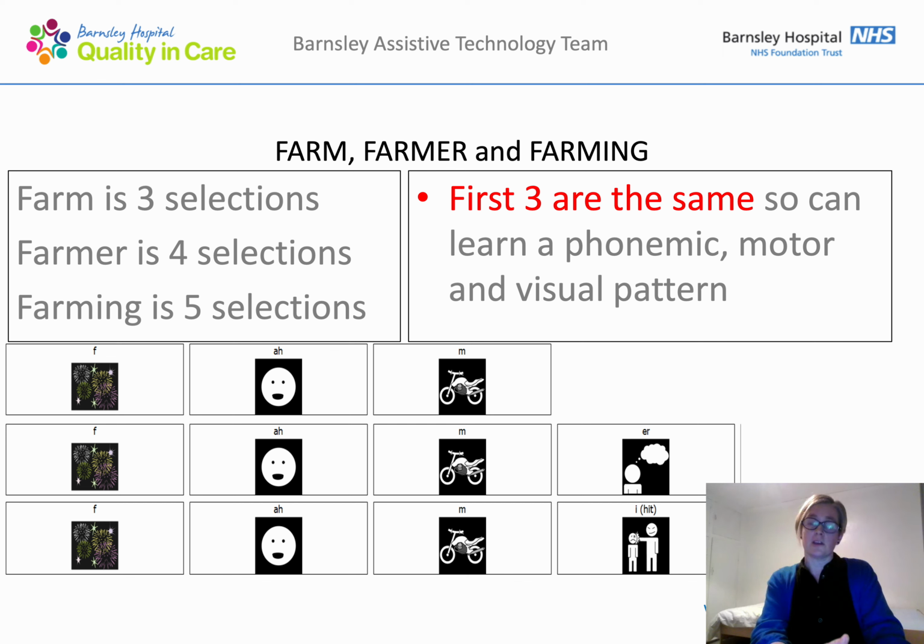But it also means that you can have a really clear phonemic, motor, and visual pattern that you can match the sounds to, and you can learn to decode and encode those words.